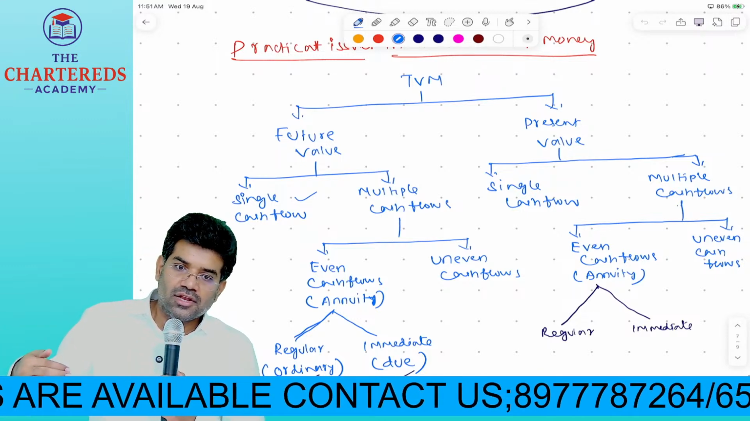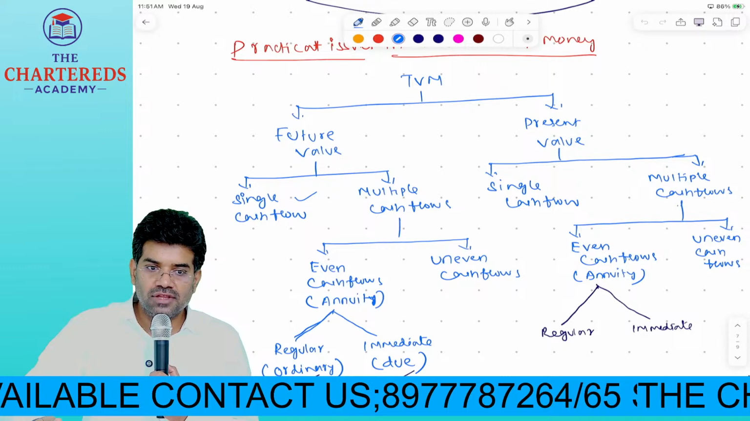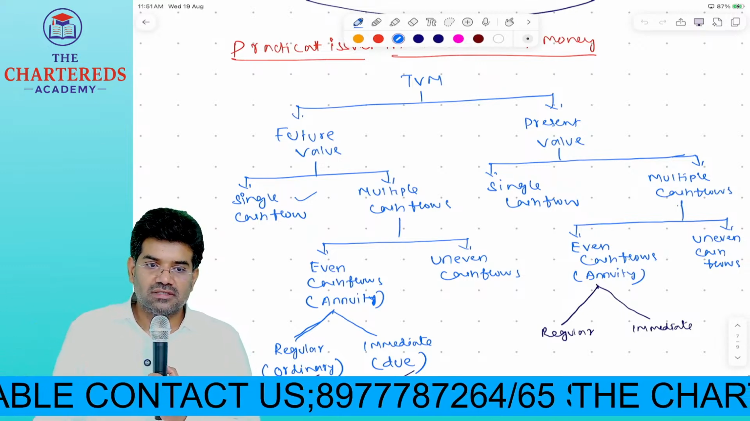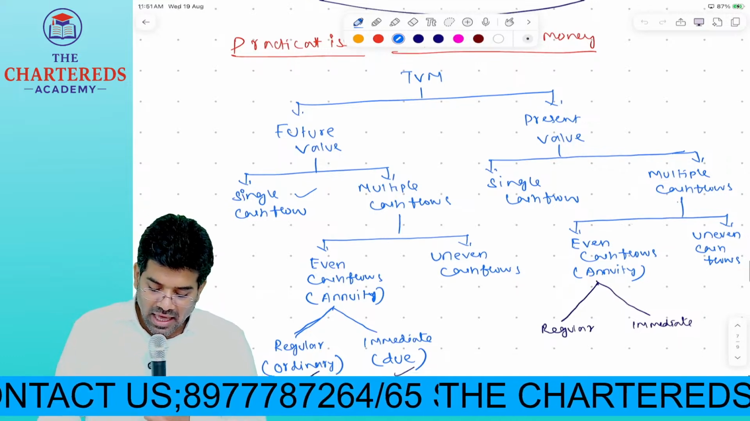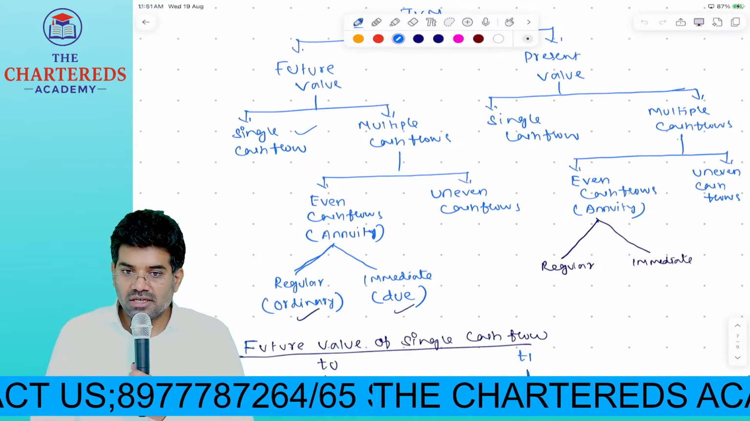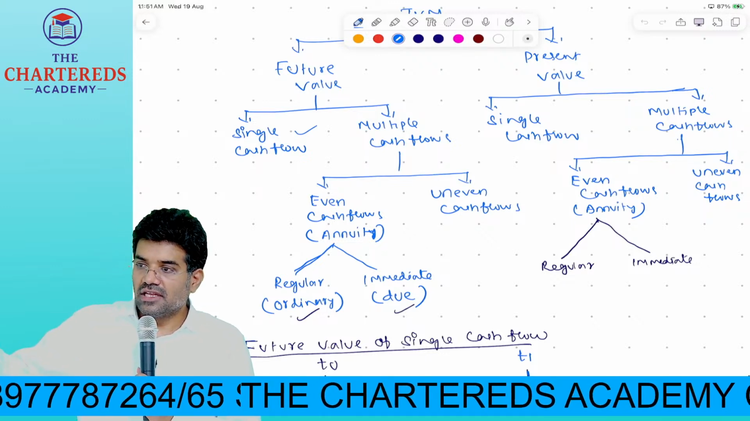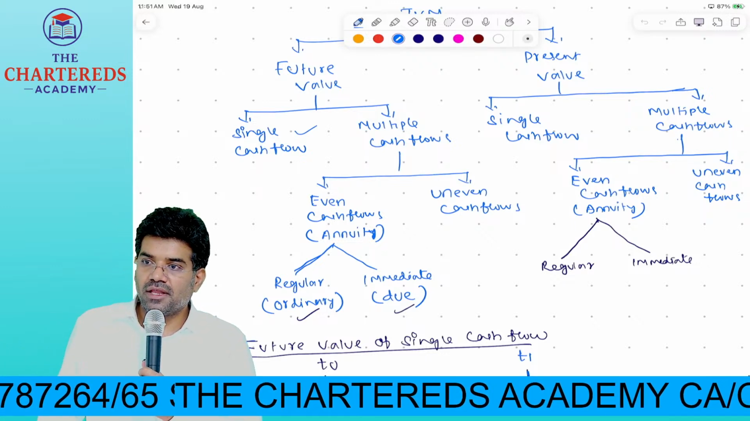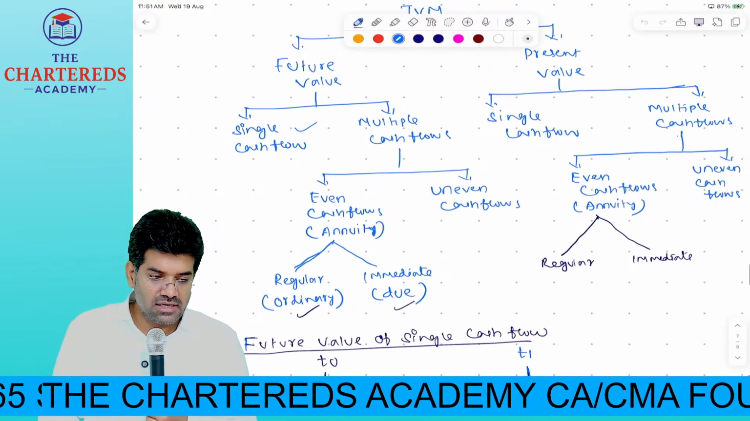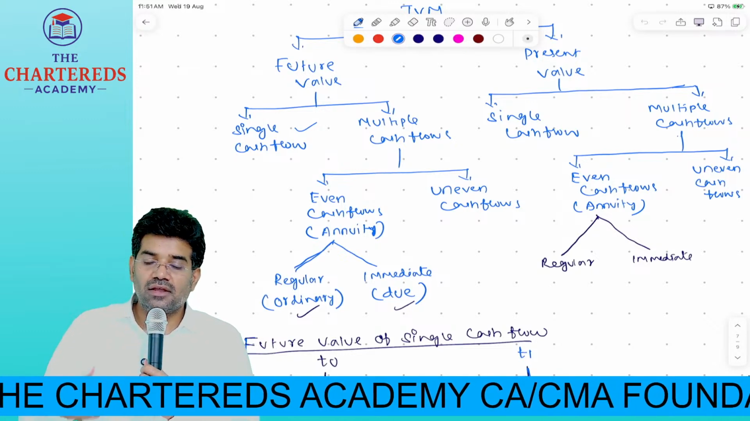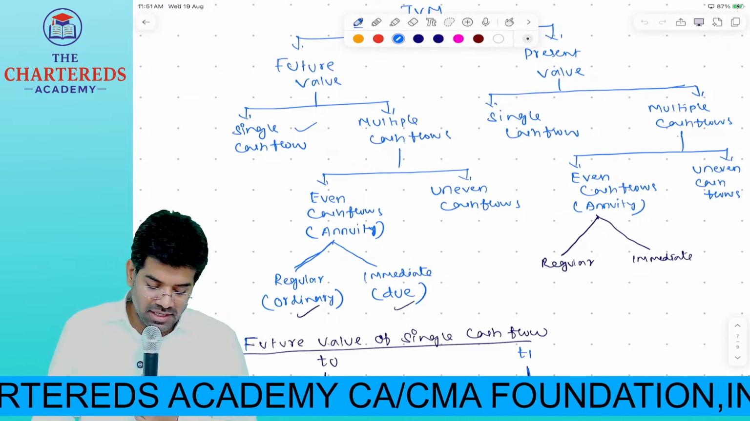In annuity again you have whether those cash flows are occurring at the end of the year or beginning of the year. If those are occurring at the end of the year, we call it regular or ordinary annuity. If these even cash flows are occurring at the end of the period, we can call it as ordinary annuity or regular. If it is beginning of the period, annuity due or immediate, annuity immediate.